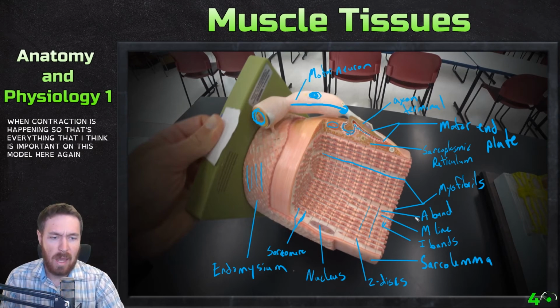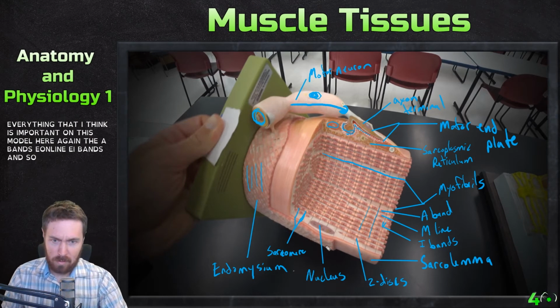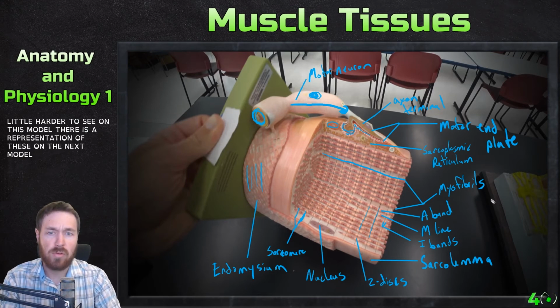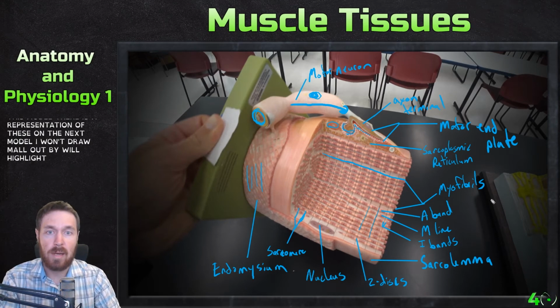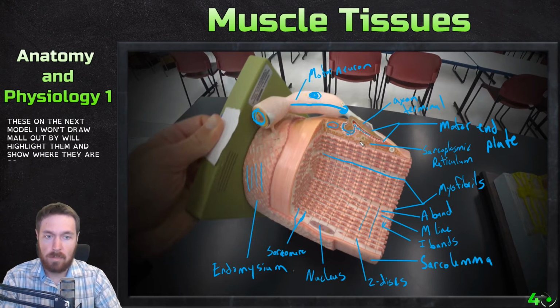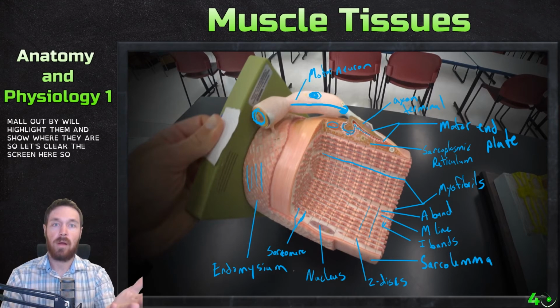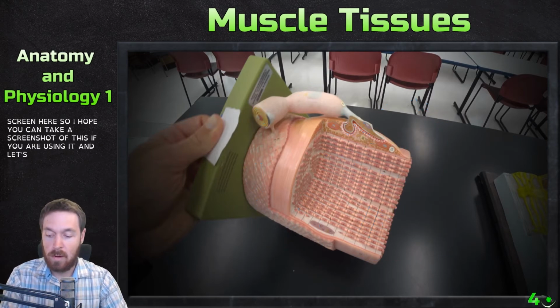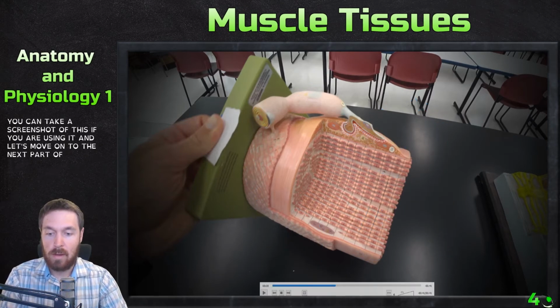Again, the A bands, the M line, the I bands, and so forth are a little harder to see on this model. There is a representation of these on the next model. I won't draw them all out, but I will highlight them and show where they are. So let's clear the screen here. I hope you can take a screenshot of this if you are using it. And let's move on to the next part of the models.